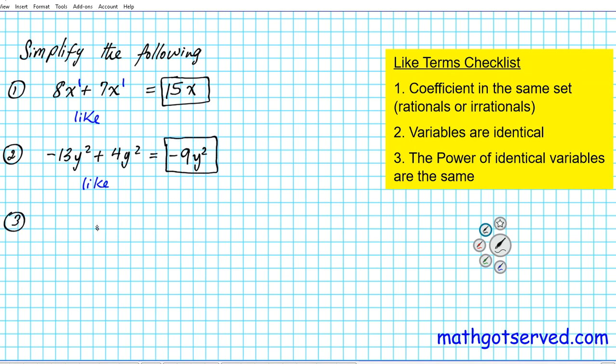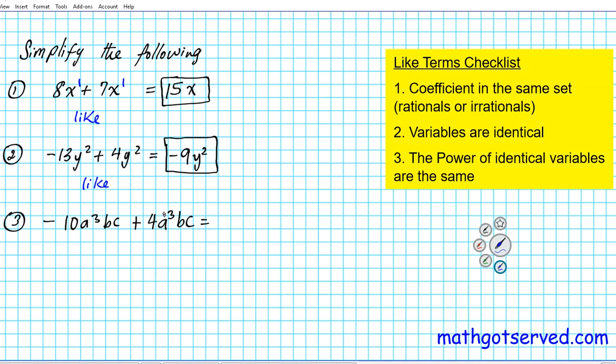Number 3. What if we were to combine the terms negative 10 a cubed bc plus 4a cubed bc? All right, let's see if these are like terms. Coefficients, negative 10 and 4 are both rationals, which is good. And then let's look at the variables. We have ABC, ABC. Variables are identical. Excellent. And then let's look at the powers of the identical variables and verify that they're the same.